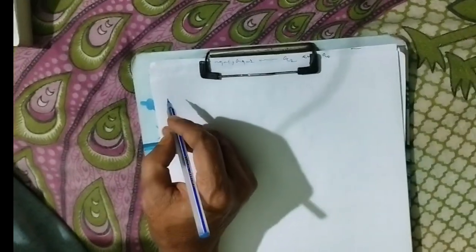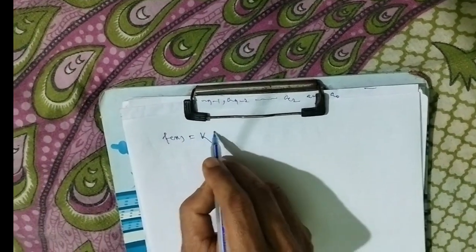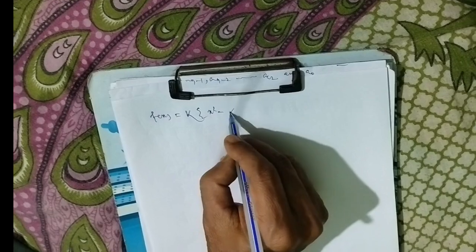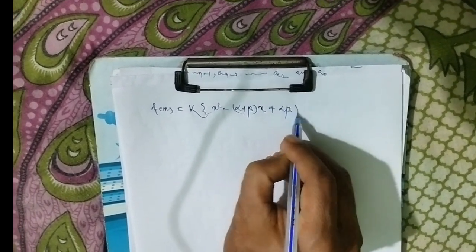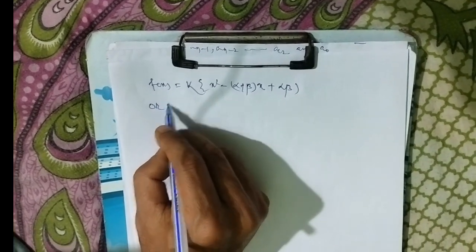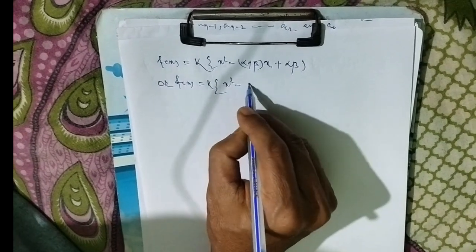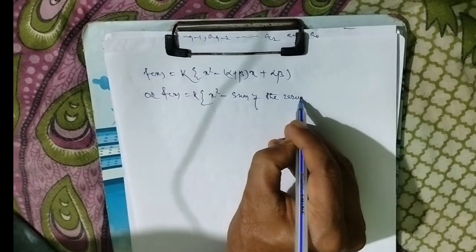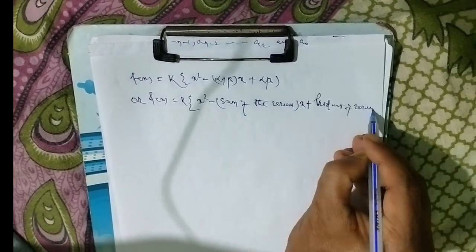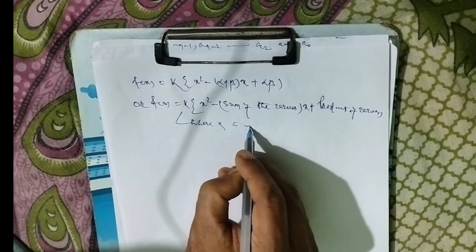The general equation of f(x) here is equal to k into x square minus (alpha plus beta) whole into x plus alpha beta, or f(x) is equal to k into x square minus (sum of zeros) into x plus product of zeros, where k is a constant.